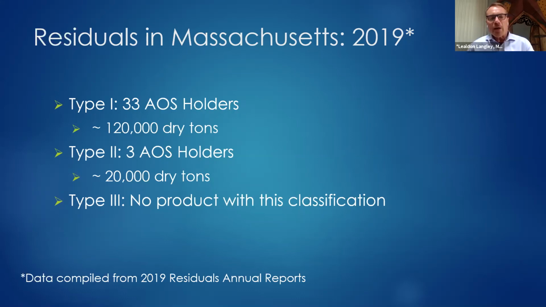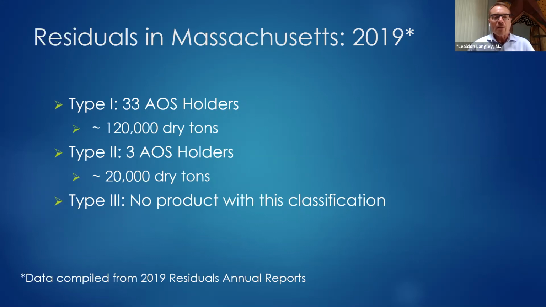We had 3 AOS holders that produced 20,000 dry tons of type 2 residuals. And I want to just make a comment about a slide you saw earlier regarding the 2018 survey. You may have noticed that the dry tons in those two slides don't add up to the same figure, so I just wanted to take a moment to explain the differences.